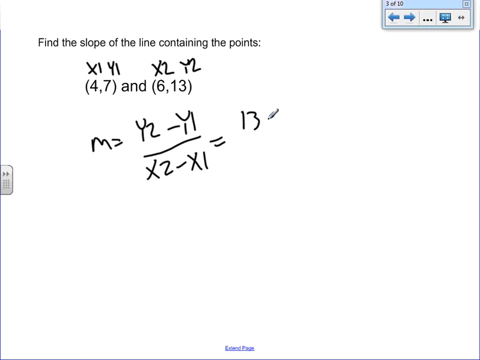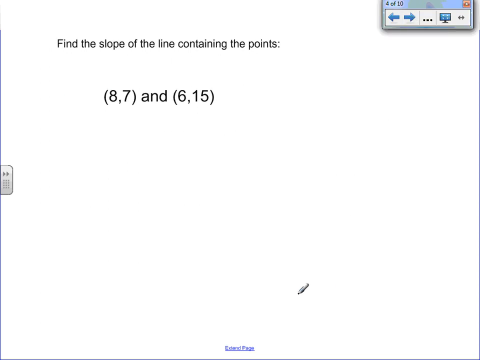y2 is 13, y1 is 7, x2 is 6, x1 is 4. Then we just subtract. 13 minus 7 is 6. 6 minus 4 is 2. We could leave it like that, or we could realize that 6 divided by 2 is 3. We've calculated the slope. We found out how fast this particular line, the line that's passing through these 2 points, is changing. Pretty steep. Slope of 3.